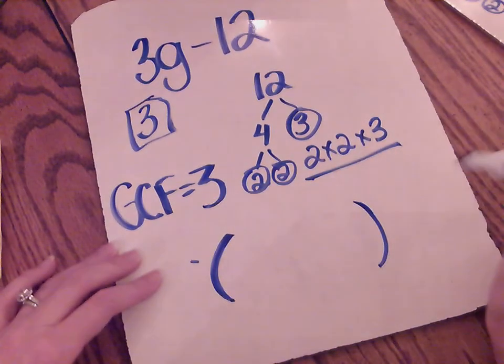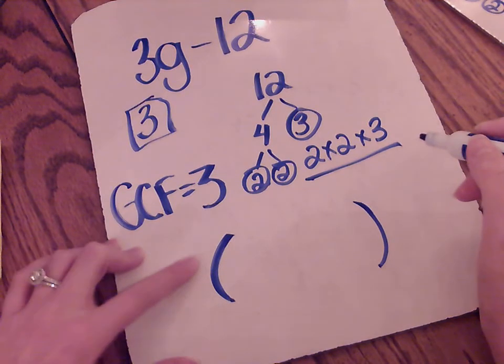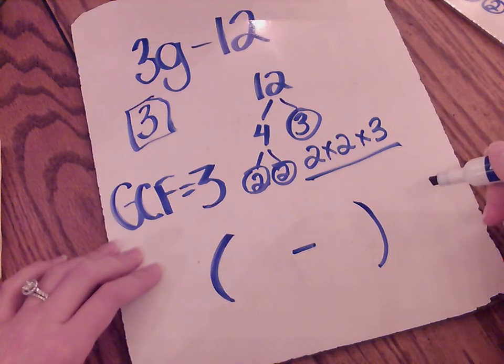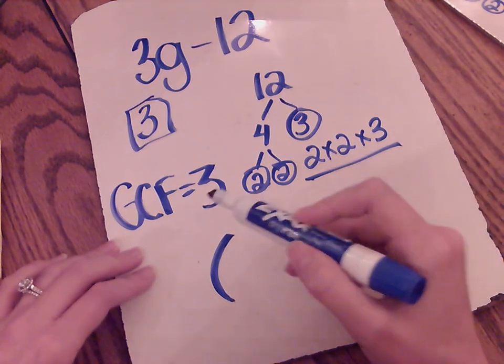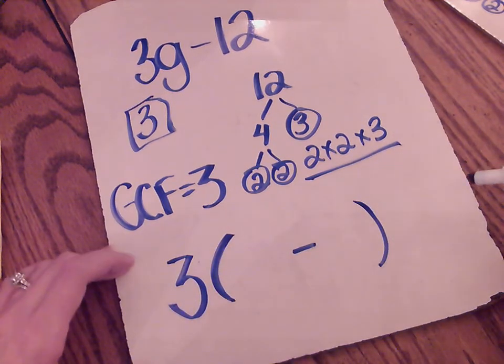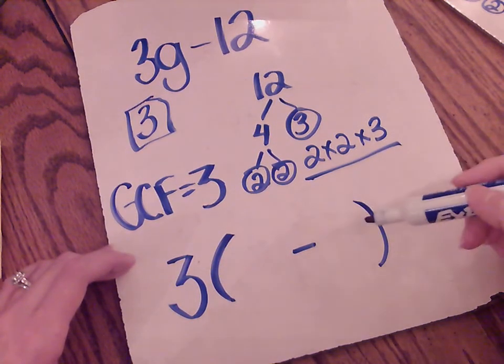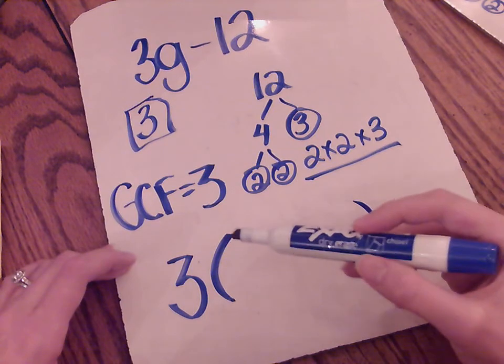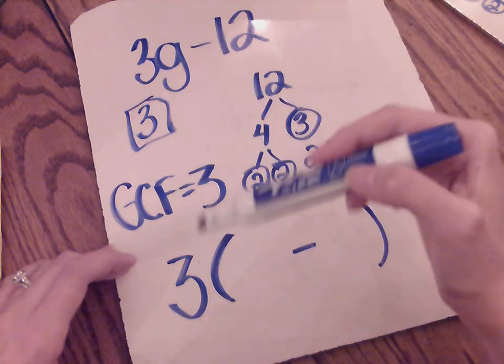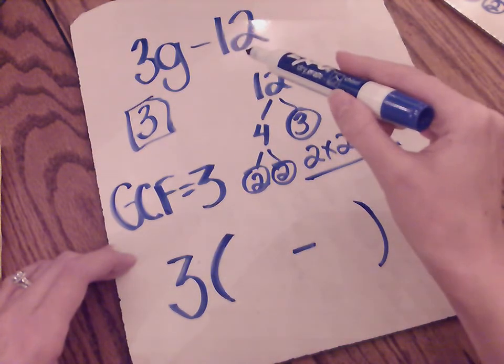So I'm going to set up my parentheses again. This time I'm dealing with subtraction, so I need to make sure I put that operation symbol in the middle. Remember that the greatest common factor is always going to be that outside number, so I'm going to put 3 outside here. And I need to work backwards. What's going to be multiplied with 3 to get back to that 3g? What's going to be multiplied with 3 to get back to that 12?